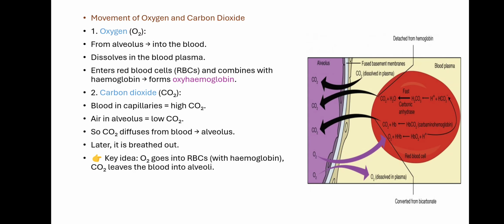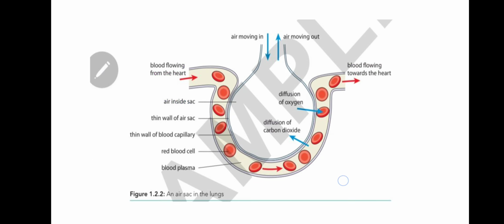And what about the case of carbon dioxide? Carbon dioxide, as you know, has a very high concentration in the capillaries, and the alveolus has low carbon dioxide. So, as you know from the process of diffusion, carbon dioxide diffuses from the blood to the alveolus, and that is how it is breathed out of our lungs. So, here the key idea is oxygen will be going to the RBCs with the help of hemoglobin by forming the compound known as oxyhemoglobin, and carbon dioxide will be leaving the blood into the alveoli.